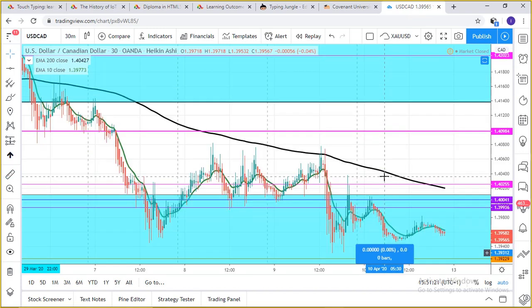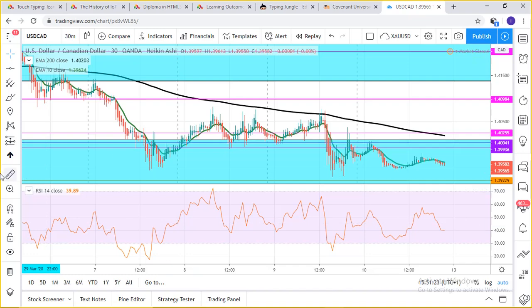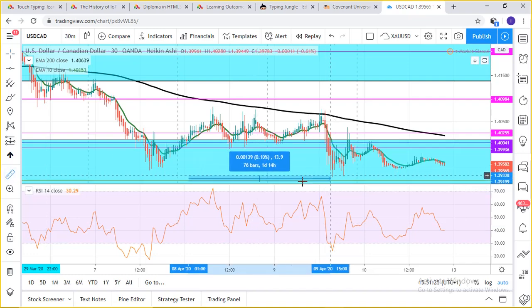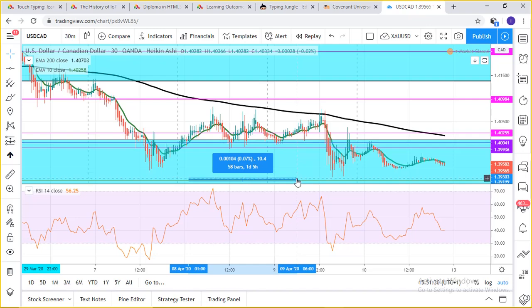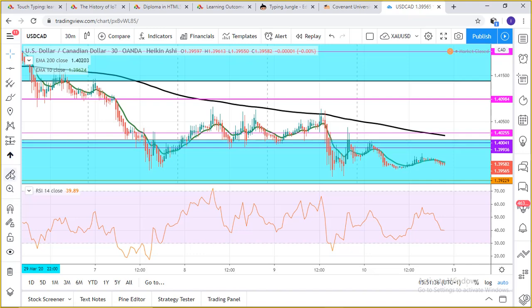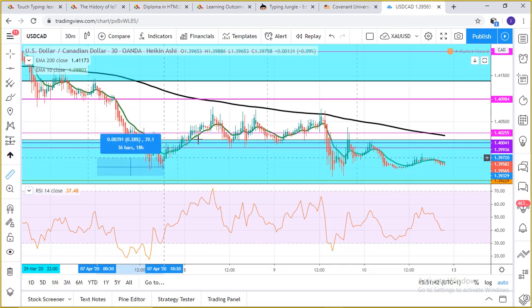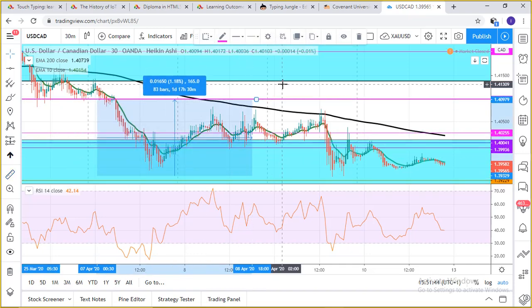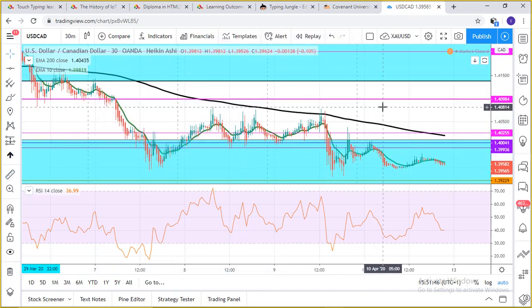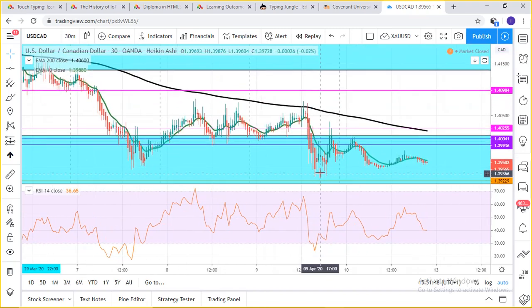In fact, we're almost even there. We are almost even there. It's less than 10 pips to get to the... It's about 9 pips, yeah. 9 pips to get to that particular support. So we have to wait.